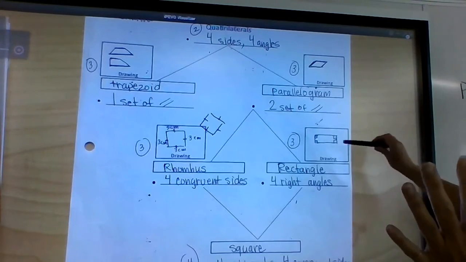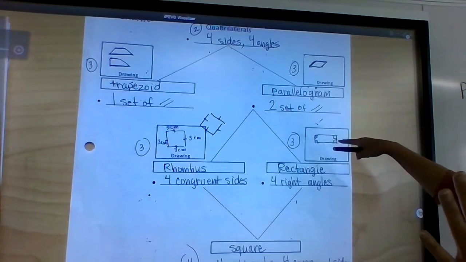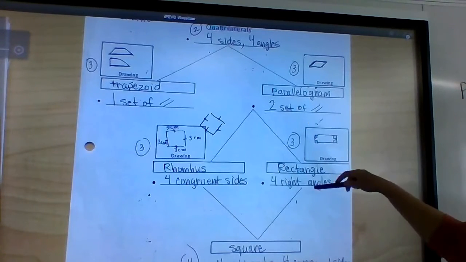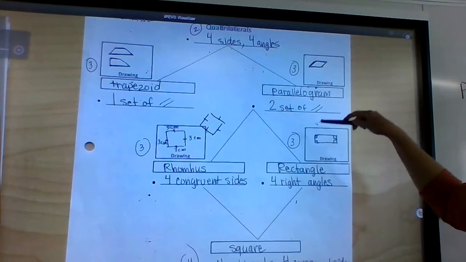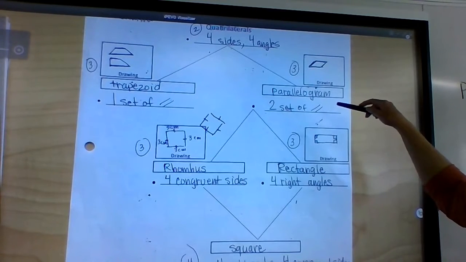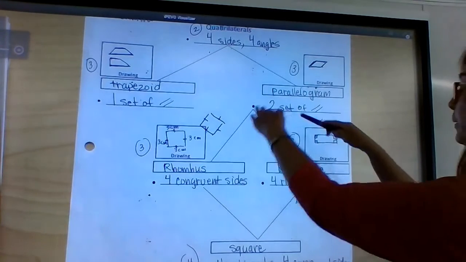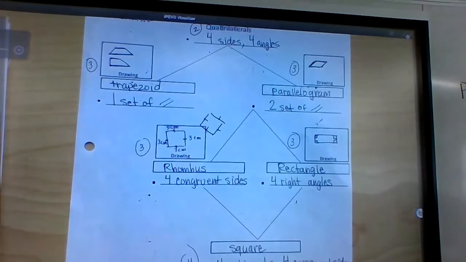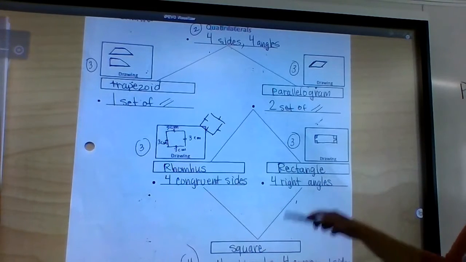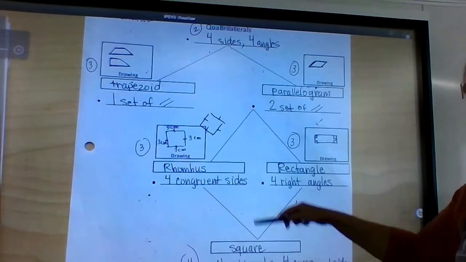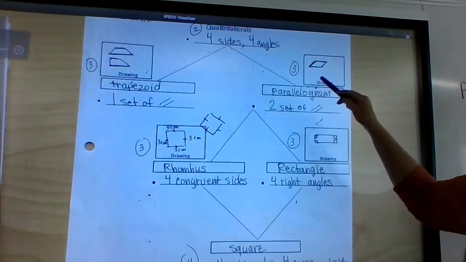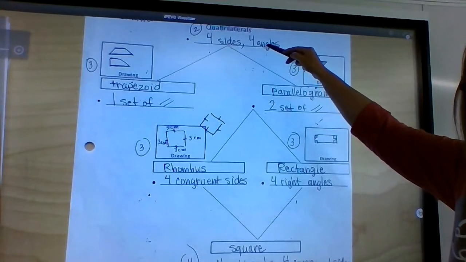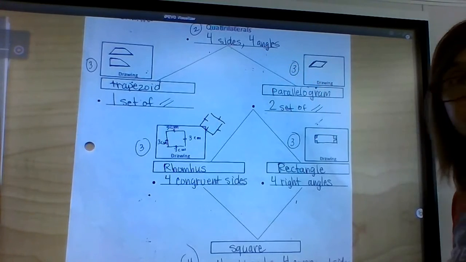Now, it also has those two sets of parallel sides because it's also a parallelogram. So a rectangle is also classified as a parallelogram. Okay. All right, then from the rhombus and rectangle, you get a square. Because what is a square? A square is a rectangle, a square is a rhombus, a square is a parallelogram, and a square is also a quadrilateral. Okay, so a square is all of those things.